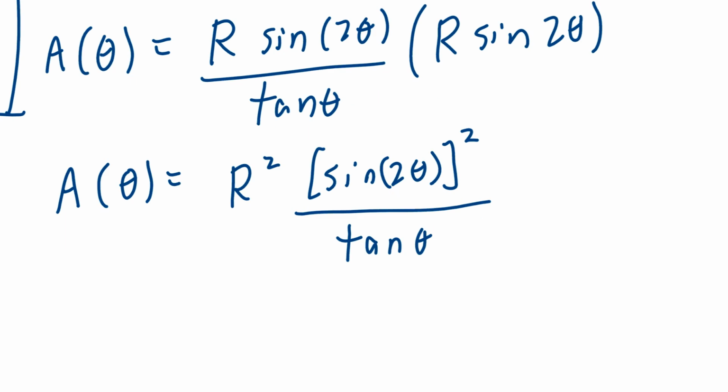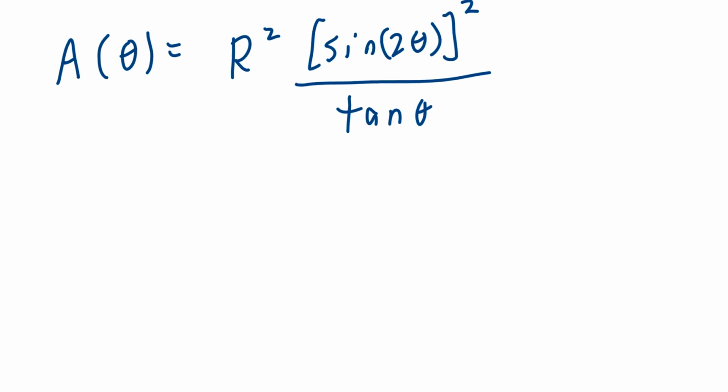Here we go. Step number 1, I'm going to find the derivative. Now notice I could use the quotient rule, but instead I'm going to rewrite this first in a different form. So I'm going to keep r squared as is.